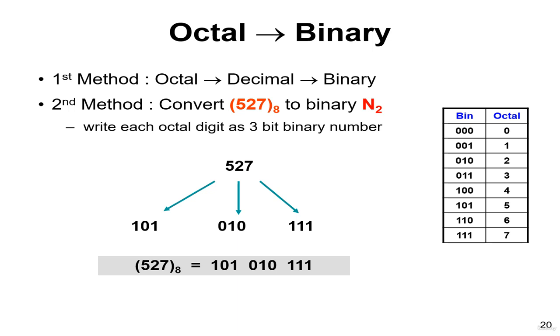So if it is an octal number and we are asked to convert, the rule is the same. We can write each octal number in the form of 3 binary bits. So 5 can be written as 101. Similarly, 2 can be written as 010, and 7 can be written as 111. If you remember this table, this is okay.